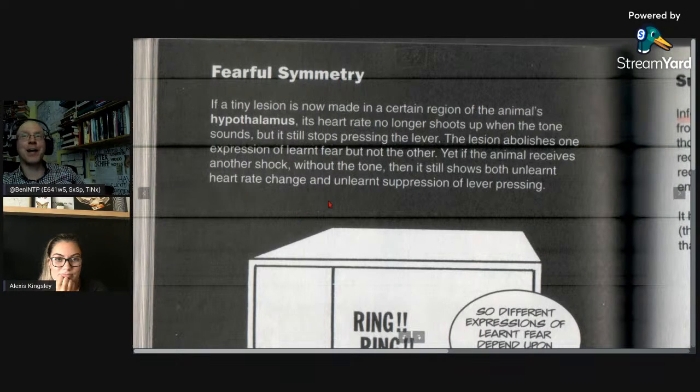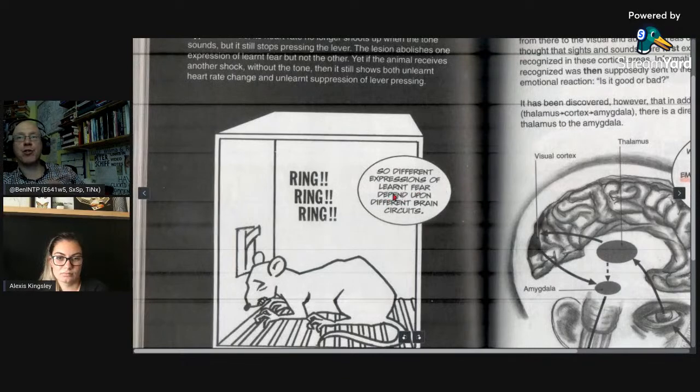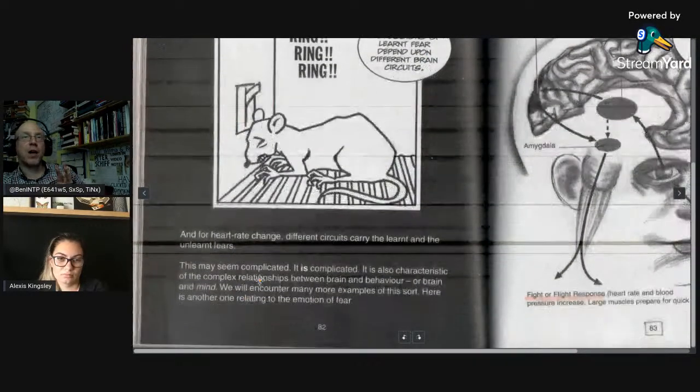If a tiny lesion is now made in a certain region of the animal's hypothalamus, its heart rate no longer shoots up when the tone sounds, but it still stops pressing the lever. The lesion abolishes one expression of learnt fear, but not the other. Yet if the animal receives another shock without the tone, then it still shows both unlearnt heart rate change and an unlearnt suppression of lever pressure. So different expressions of learnt fear depend on different brain circuits. And for heart rate change, different circuits carry the learnt and the unlearnt fears. This may seem complicated. It is complicated. It is also characteristic of the complex relationships between brain and behavior, or brain and mind. We will encounter many more examples of this sort.